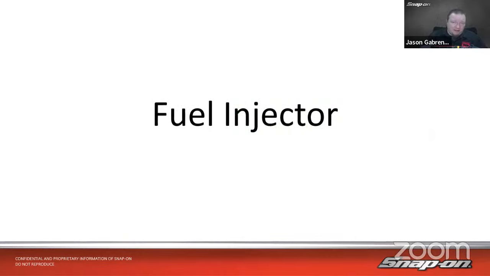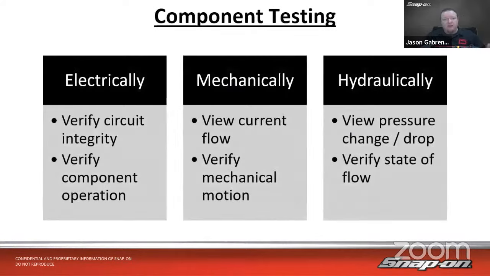So first example I'll give you is going to be a fuel injector. So in a fuel injector, we can test it electrically, we can check it mechanically, and we can check it hydraulically. All right, electrically, we're going to verify the circuit integrity, make sure the voltage is flowing, which also helps verify the component is even operating. And also check it mechanically by viewing the current flowing through it. So that helps us verify the mechanical motion.